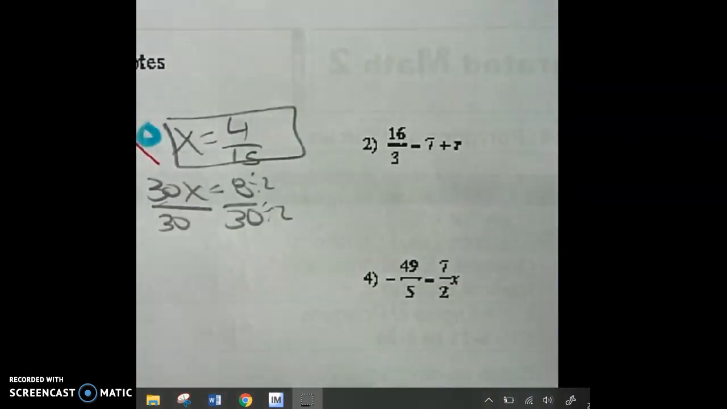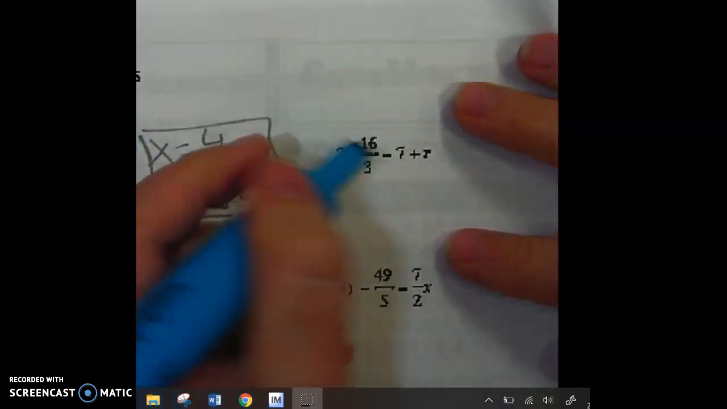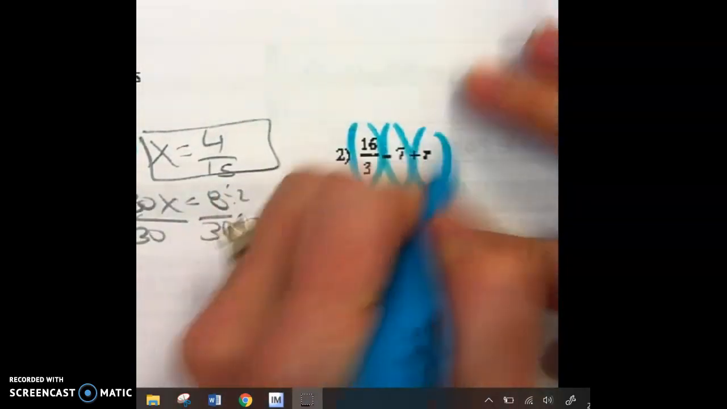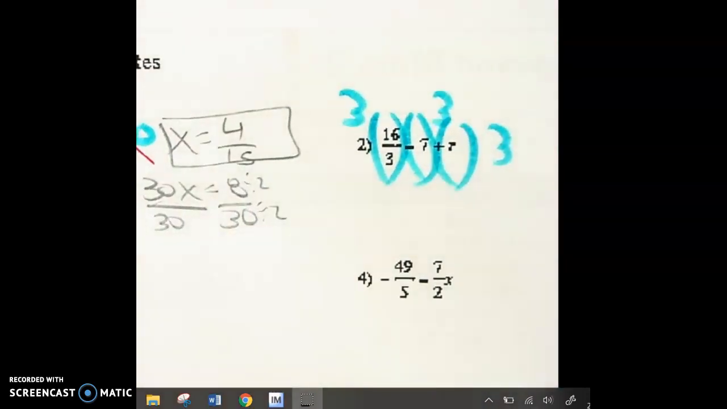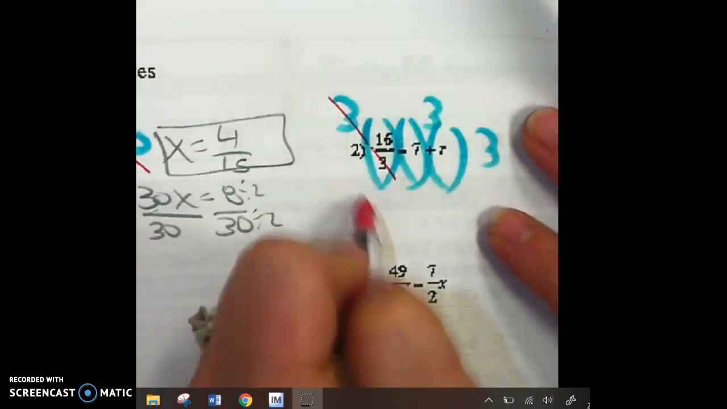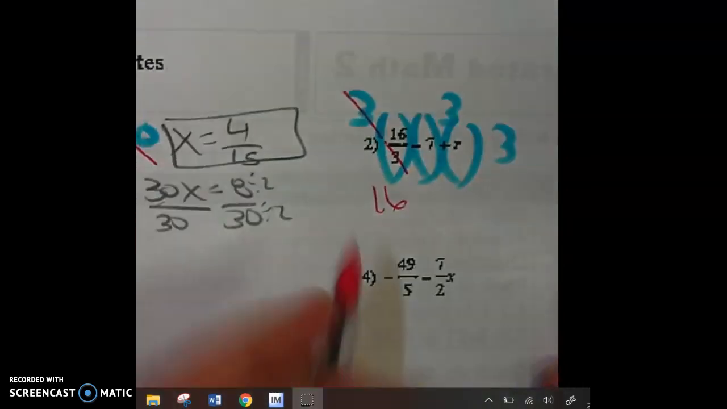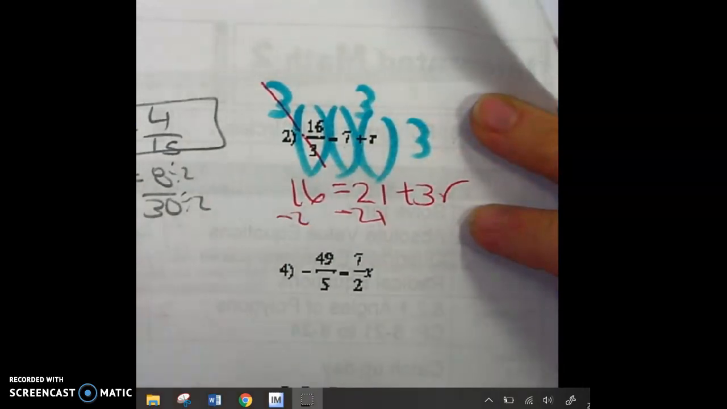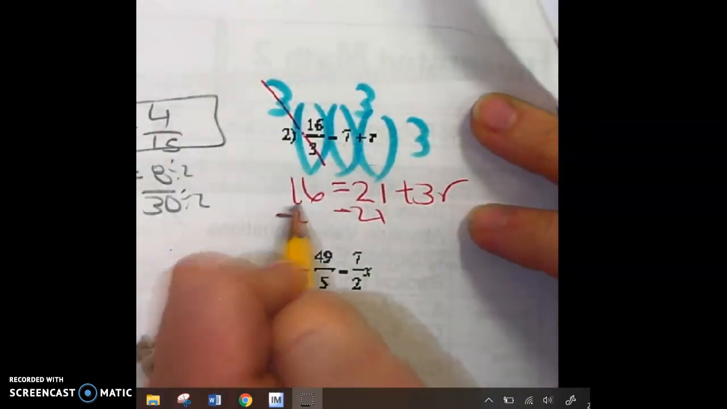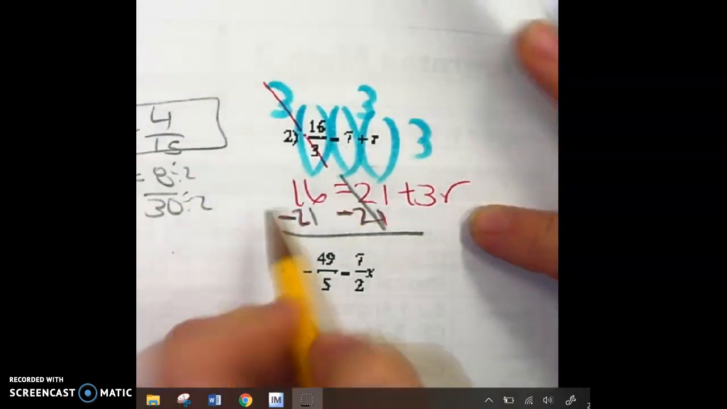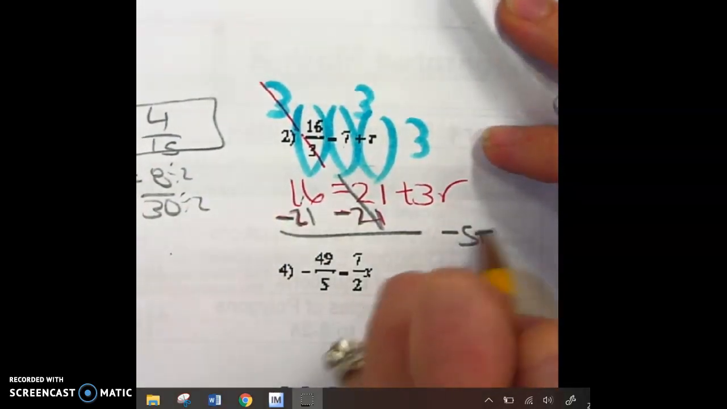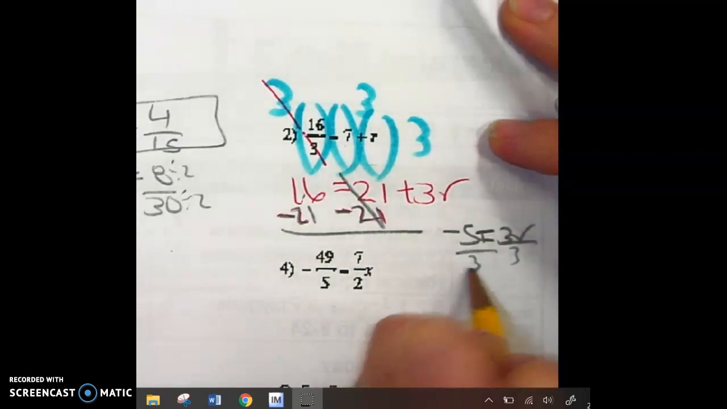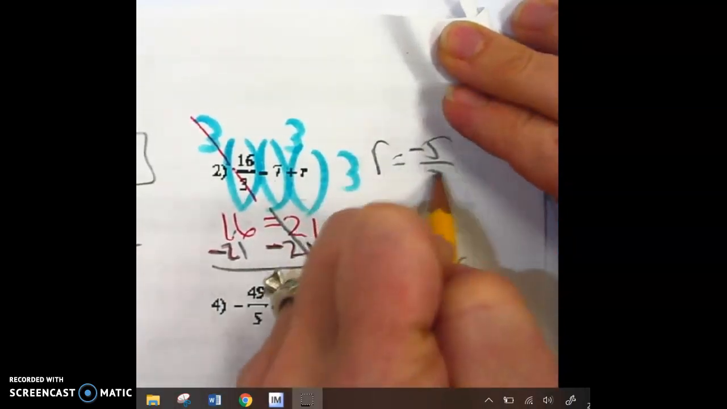All right, the nice thing is I only have one fraction here. So what's the fraction? The fraction is the 3. So multiply everything by 3, 3, 3. And then there's nothing to get rid of here, so I just multiply. Nothing to get rid of here, so I just multiply. And now, subtract 21. 16 minus 25 is negative 5 equals 3r. Divide by 3. Done. Okay. Let's go to the next one.